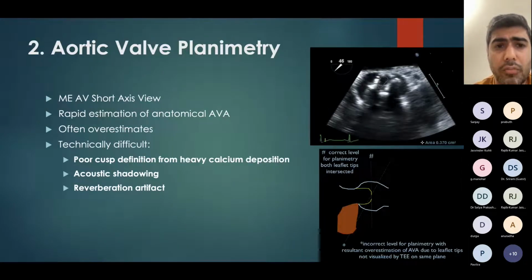In this view we can also perform aortic valve planimetry in the short axis view, which allows rapid estimation of the anatomical aortic valve area. It often overestimates, and it's technically difficult to perform in cases of poor cusp definition due to heavy calcium deposition, and then there may be acoustic shading and reverberation artifact. It's important to have a proper cut of the aortic valve, as any foreshortening or incorrect level can cause overestimation of the aortic valve area if we are not cutting at the level of the leaflet tips, which may not be visualized in the TEE in the same plane.